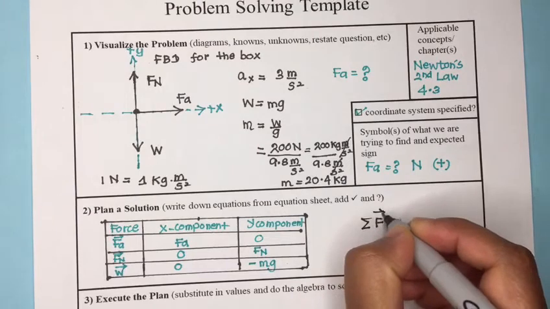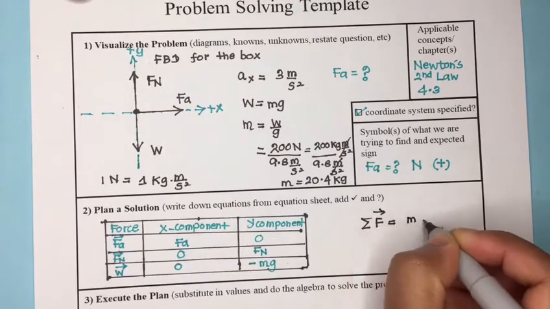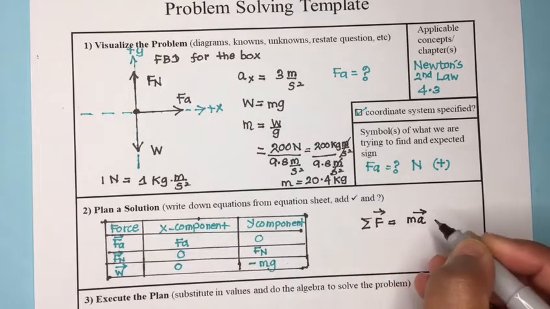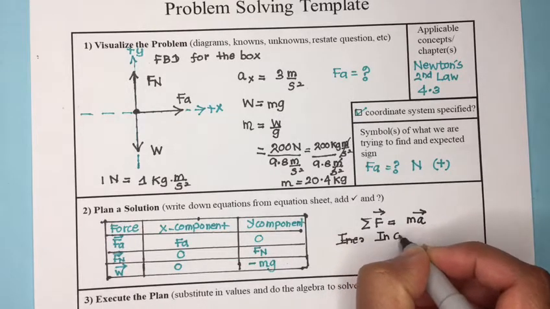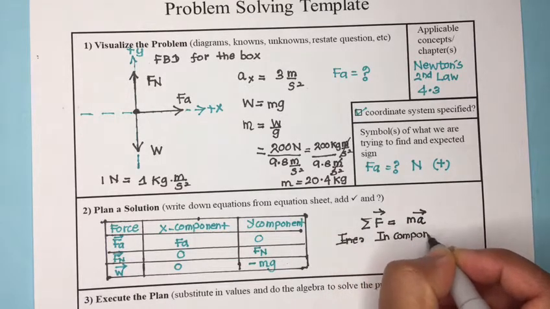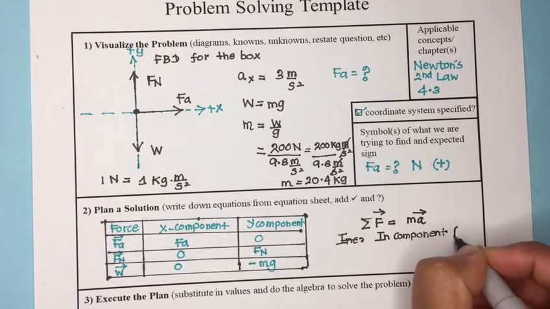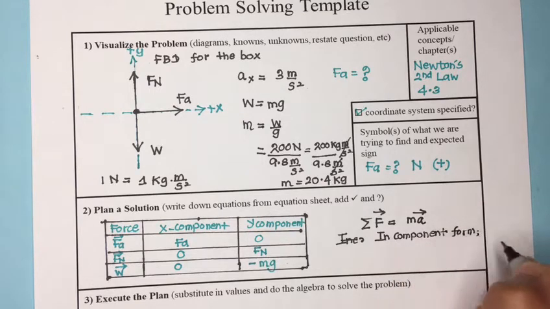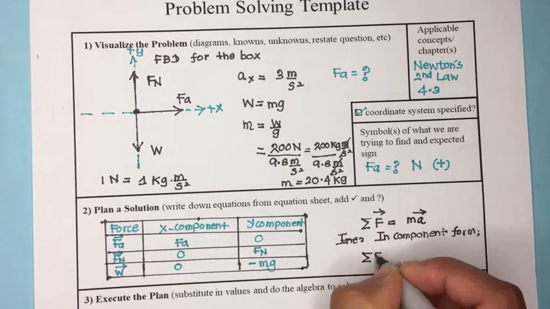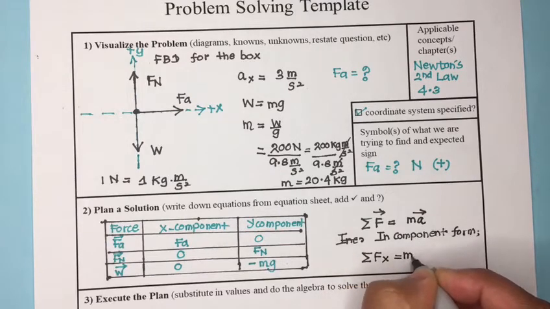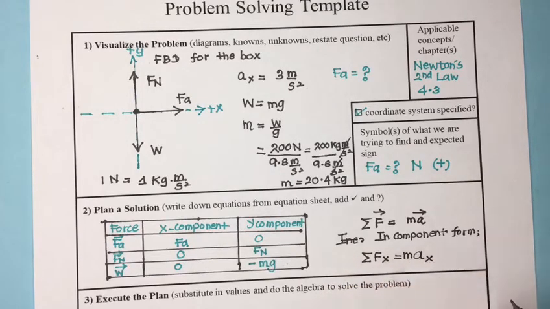And now we are going to use Newton's second law. Net force is equal to mass times acceleration. And I'm going to use the component form of Newton's second law because the object is accelerating to the right. So the net force in the x direction is mass times acceleration in the x direction.